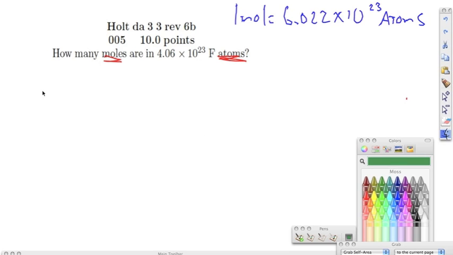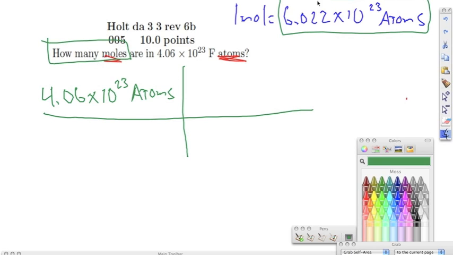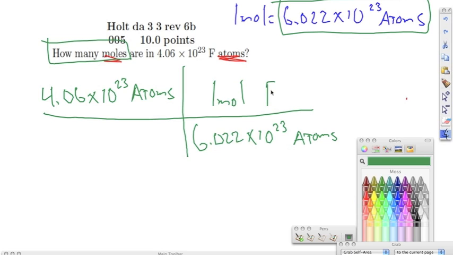And we see that the problem gives us 4.06 times 10 to the 23rd atoms. And since we're starting with atoms, we know that we're going to end up dividing. If we start with atoms, we're going to divide. If we start with grams, we're going to divide. If we start with moles, we're going to multiply. But here it says how many moles, so we're not starting with that. So all we do is put our atoms on the bottom so that we can divide. We put our 6.022 times 10 to the 23rd atoms, and that equals 1 mole. Specifically this is of fluorine.